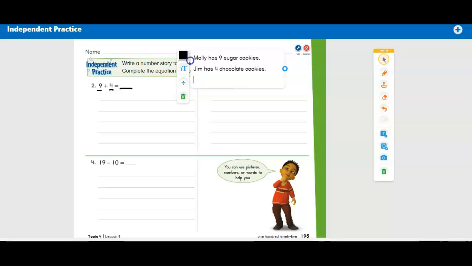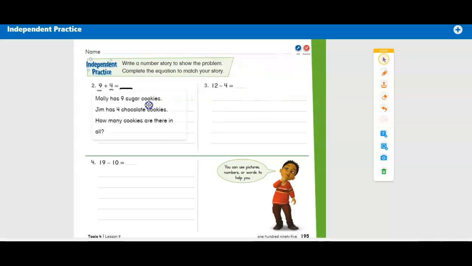So we're adding them together. So what would we want to know? So if Molly has 9 sugar cookies and Jim has 4 chocolate cookies, and we want to add these cookies together, so we would want to know how many cookies are there in all. We're going to put a question mark because we're asking how many cookies are there in all.